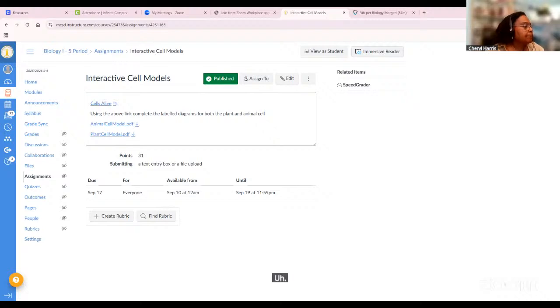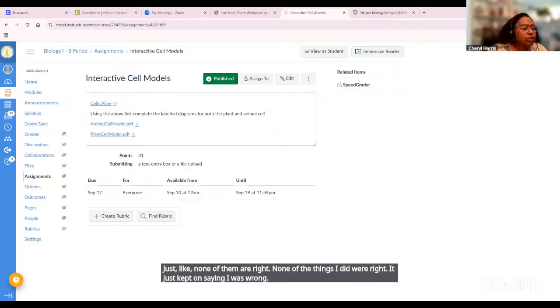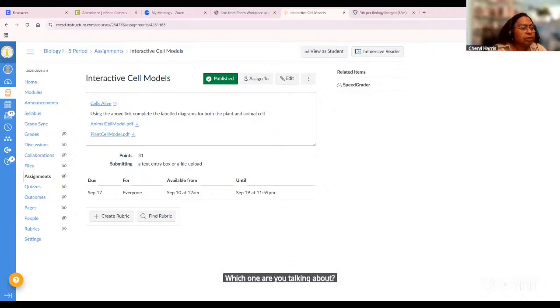Miss, I couldn't finish the other assignment yesterday because none of the things I did were right. It just kept on saying I was wrong. Which one are you talking about? The one we were doing yesterday that was due a long time ago. Explore Learning. You all were doing nutrients. Yeah, the nutrients virtual lab gizmo.